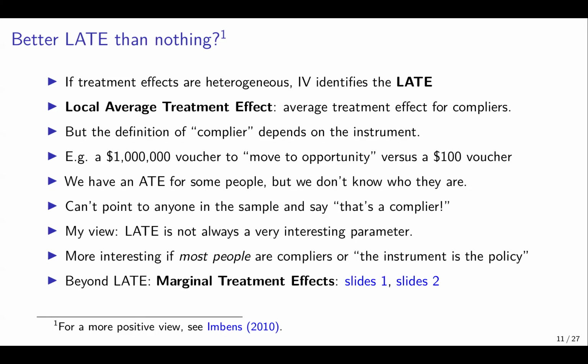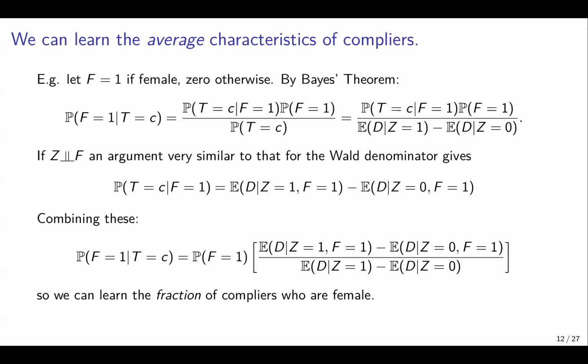So we made some new assumptions, and then we said, well, okay, here's a thing. It's causal. Is it interesting? Sometimes, maybe. And if you want to learn more, again, marginal treatment effects are a fruitful direction. So we can't learn who the compliers are, but in fact, we can learn the average characteristics of the compliers.